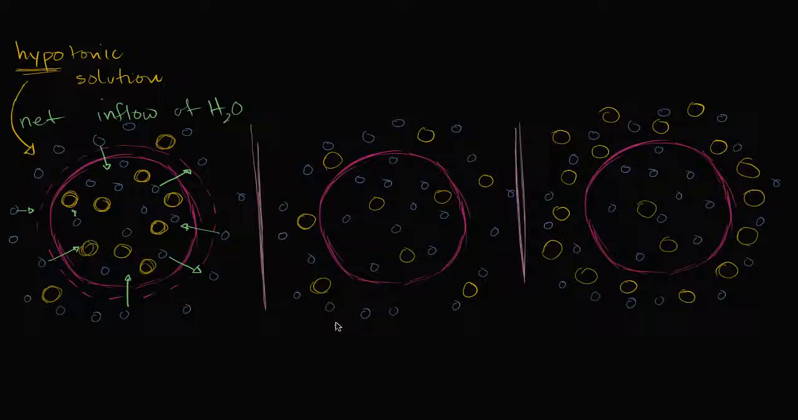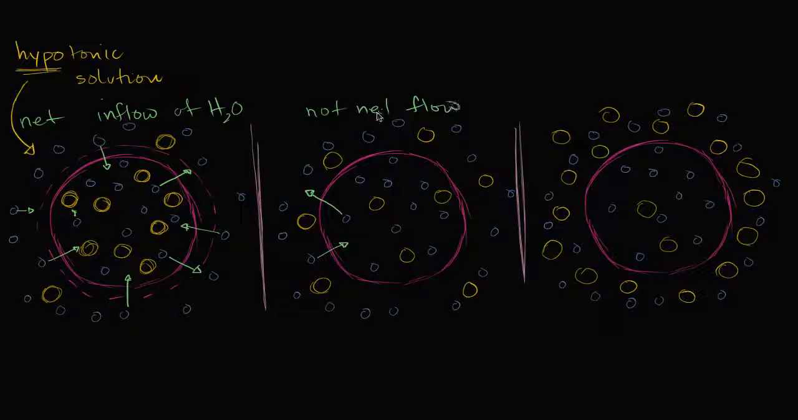In this scenario, we have roughly equal concentrations of solute on the outside and on the inside. At least I tried to draw them that way. So in this situation, the probability of a water molecule in a given period of time going from the outside to the inside, or from the inside to the outside, is going to be the same. And so you're not going to have any net inflow or net outflow. You're always going to have water molecules going back and forth, but there's not going to be any net inflow or outflow. And so in this situation, let me write no net flow.